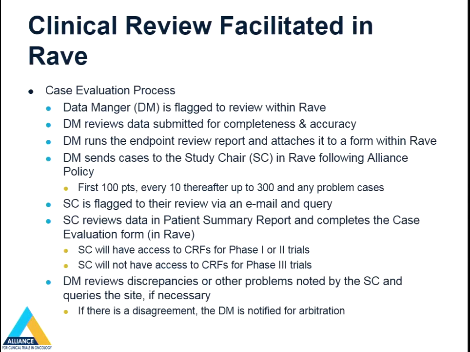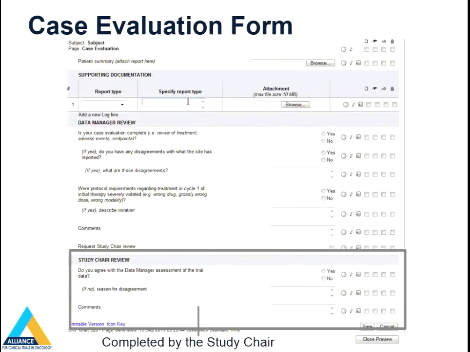If there's any discrepancies between what the data manager deemed and the study chair deemed, the data manager will be flagged again to resolve those discrepancies and start the arbitration process. Typically, that doesn't happen, but it can. So here's what that looks like.